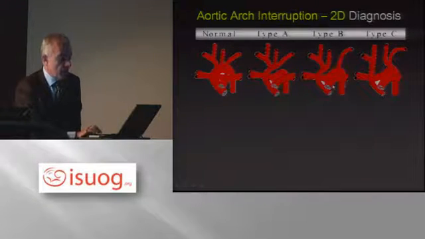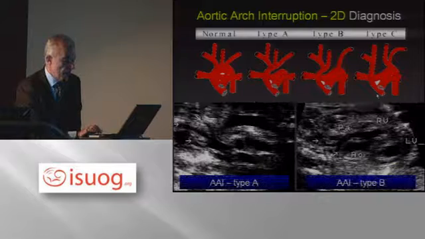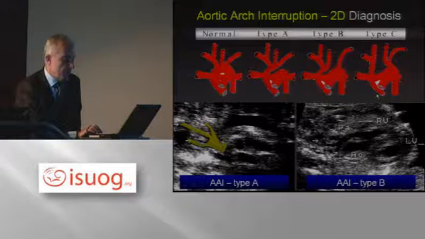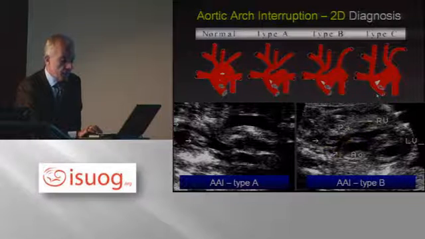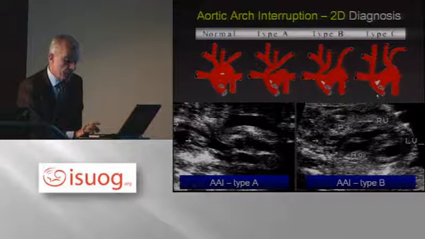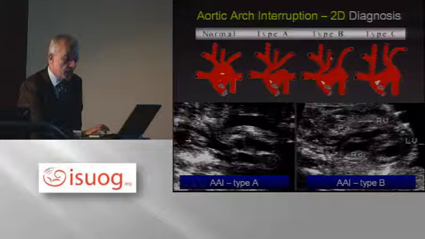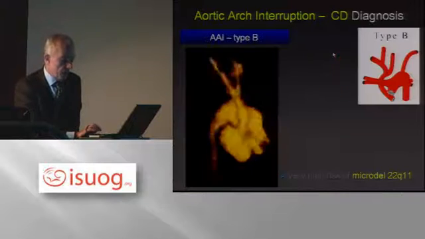We have interruption of the aortic arch. Again, it's named A, B, or C according to where the aortic arch is interrupted, if it's after the third vessel, the second vessel, or the first vessel. And you can reach your diagnosis by using grayscale ultrasound, and you can use color Doppler sometimes, but it's difficult to get the actual orientation to see whether it's type B or type C, and this makes a difference because in type B there is a strong association, 50%, with microdeletion 22q11.